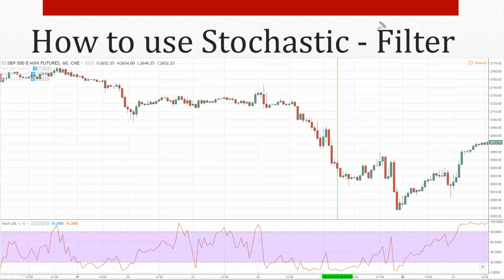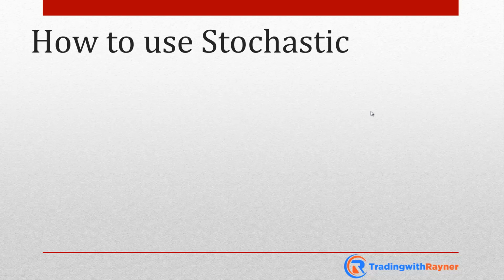So this is how you can use stochastic as a filter for your trading setup. And lastly, you can also use stochastic as an entry trigger. So what is an entry trigger? An entry trigger serves as a confirmation, an entry timing tool to enter the trade. Common entry triggers could be a bullish hammer, candlestick patterns, etc. So stochastic can also serve as an entry trigger.